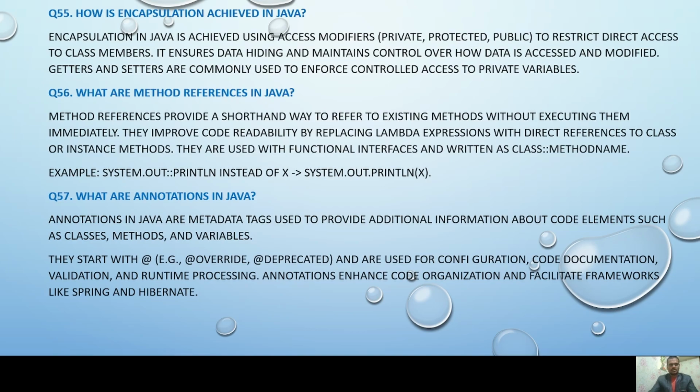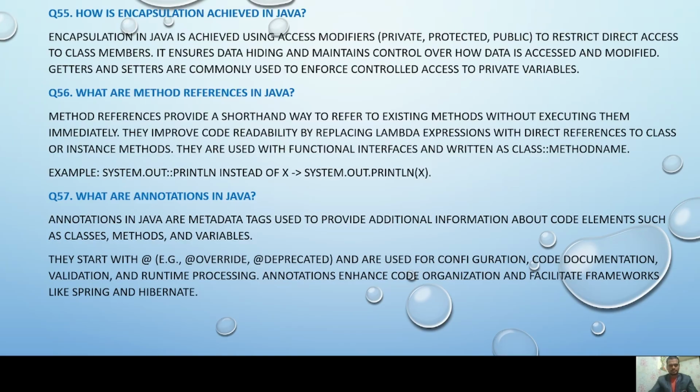Next question. What is encapsulation? How is encapsulation achieved in Java? Encapsulation in Java is achieved using access modifiers, that is private, protected, public, to restrict direct access to class members. It ensures data hiding and maintains control over how data is accessed and modified. Getters and setters are commonly used to enforce controlled access to private variables.